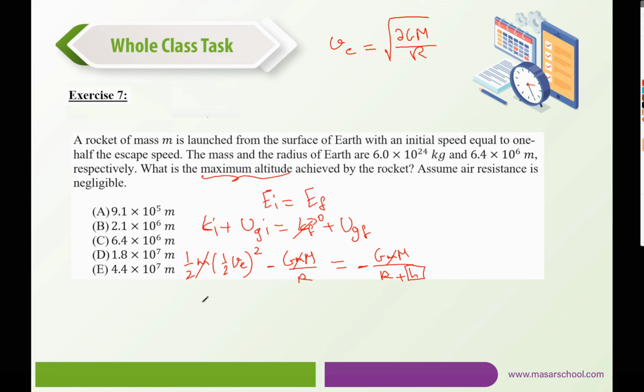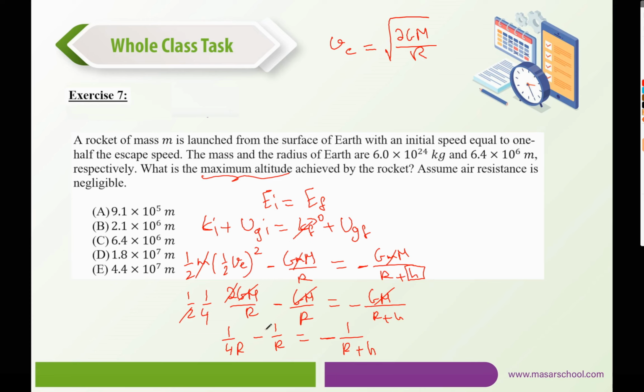Now m with m cancels. That would be half multiplied by 1/4. Now the radical cancels with the power of 2. That would be GM divided by R. 2 with 2 cancels. That would be minus GM over R minus GM over R plus h. GM cancels everywhere. Now 1/4R minus 1/R. So here if we do the common denominator, or before doing the common denominator, let me say this is 1/4R. 1/4R minus 1/R is given by minus 1/R plus h.